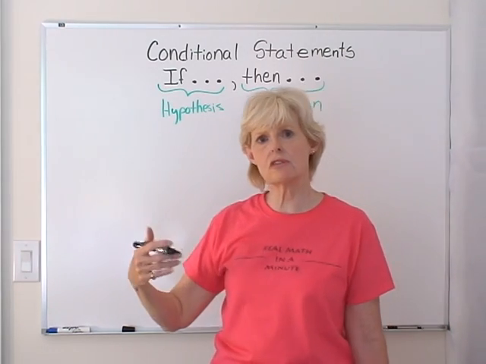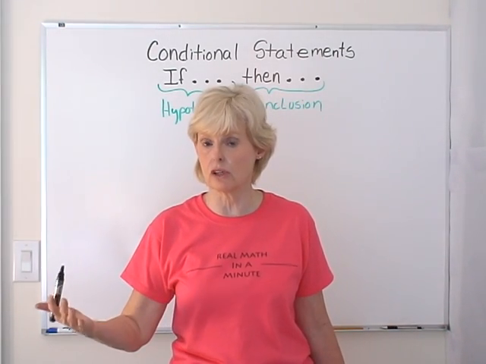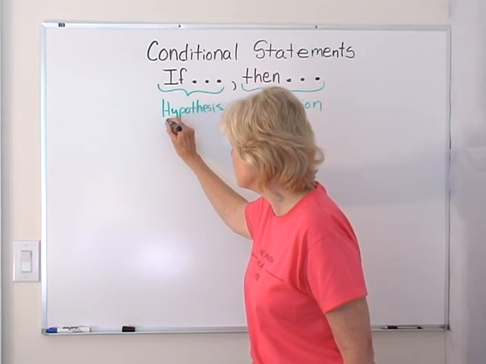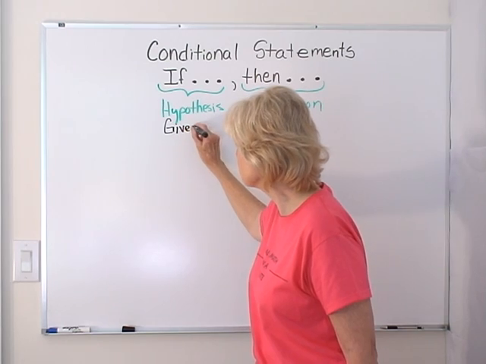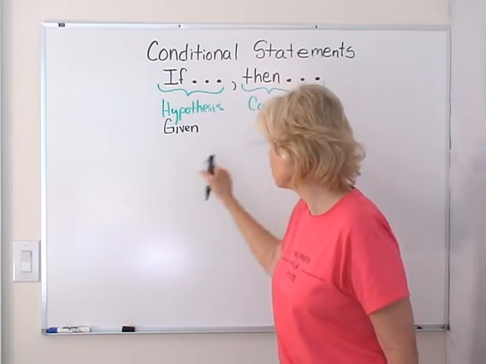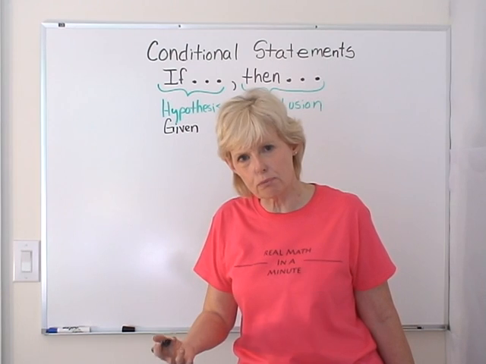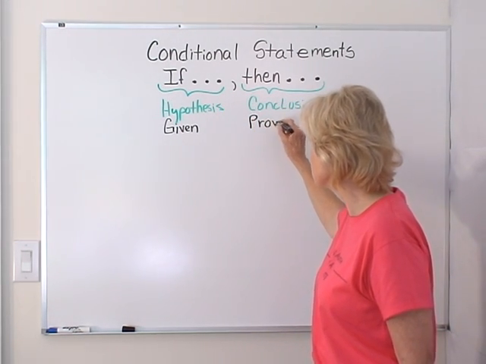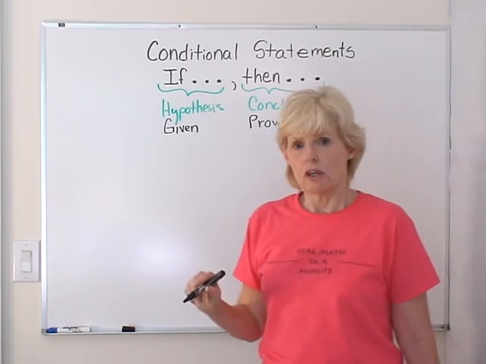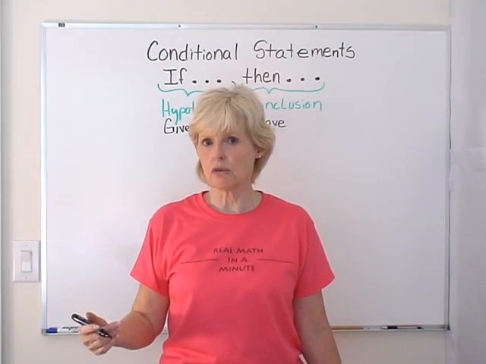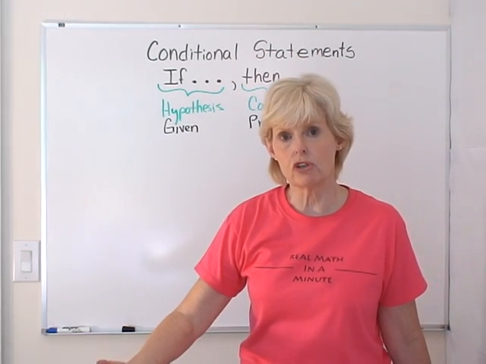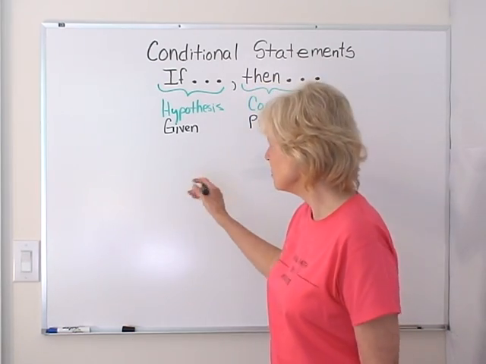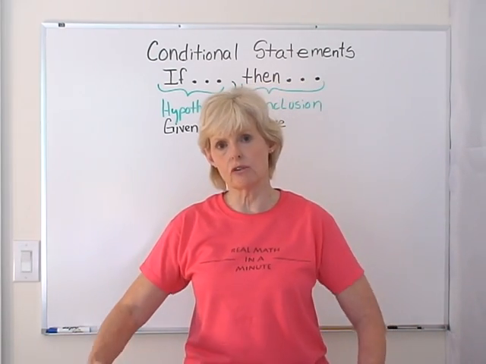And in geometry, this comes into play a lot when we're looking for a given or we're trying to prove something. So the hypothesis is given to us. That is really our given. And the conclusion, this is what we're trying to prove. This is what we want to prove. The only real proof that we have done so far was if two angles are vertical, then they are congruent. And we shortened it to say vertical angles are congruent.